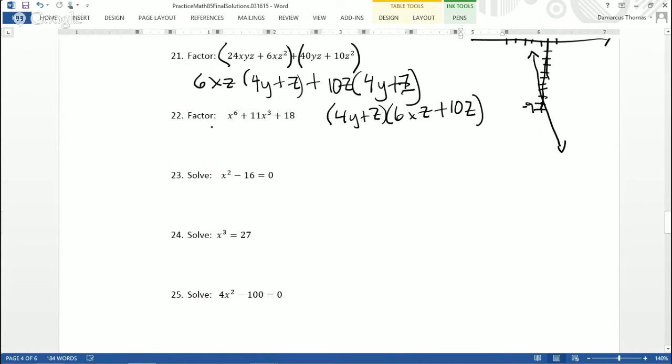Okay. This factors nicely too. Instead of using x squared and x, we have x to the 6 and x cubed. So this is x cubed squared, and this is just x cubed. So it will factor in the same way a second degree trinomial would have factored. So we're actually going to get x cubed plus 9 and x cubed plus 2.